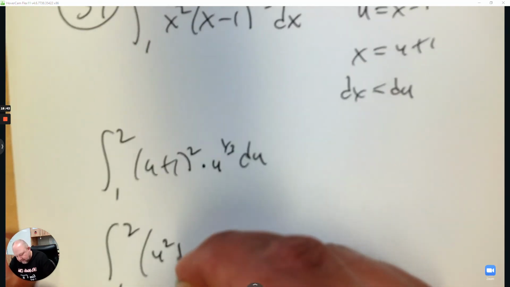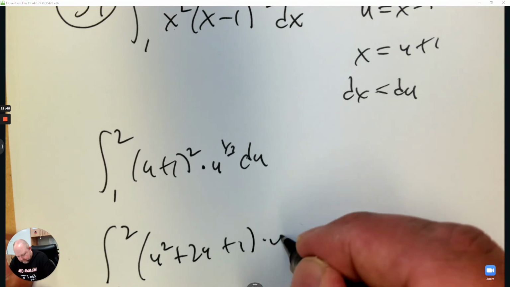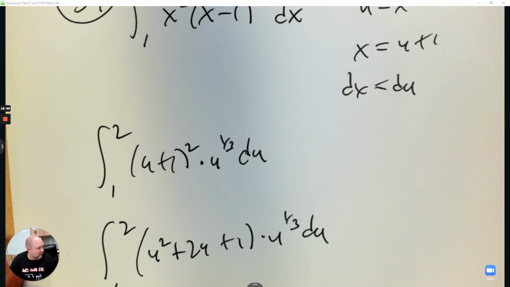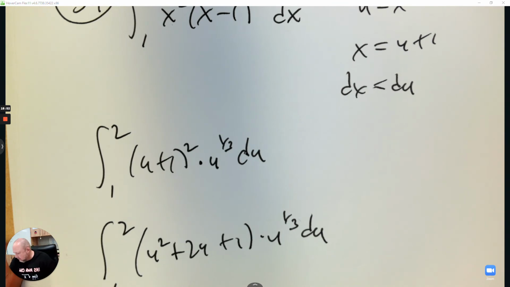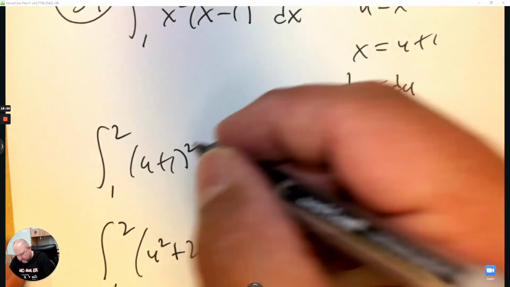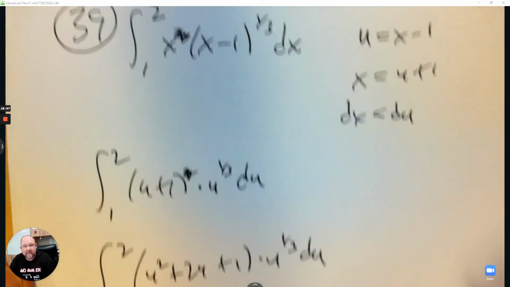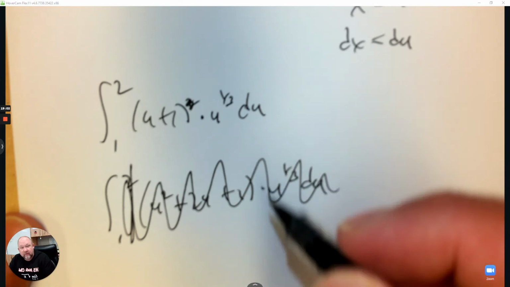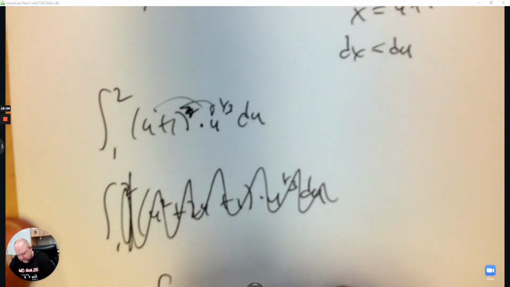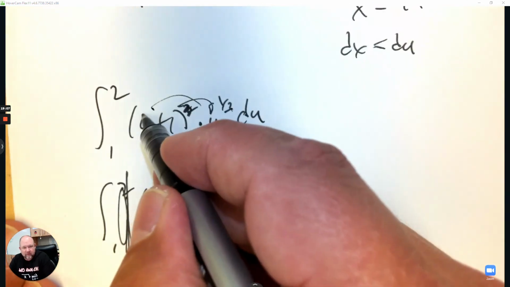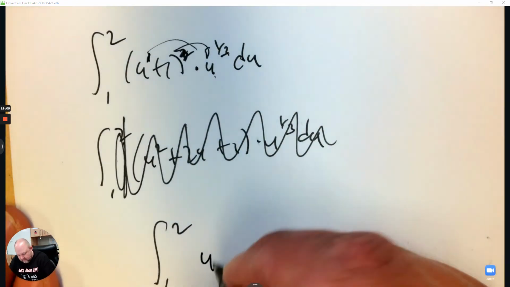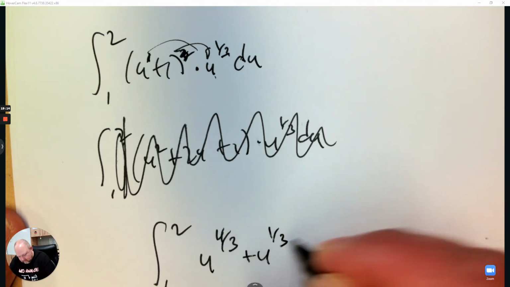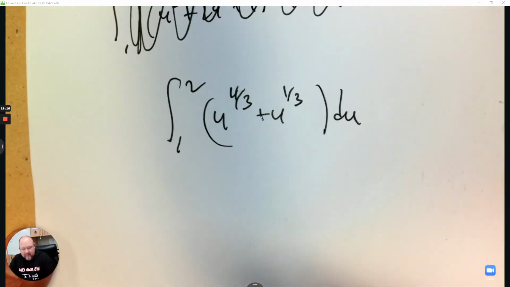I would then expand this. Is it not squared? It's not squared. Ha! It's not squared. So I don't need to expand it. So instead, I just need to distribute. So u to the 1/3 times u, you add the exponents. And then 1 times that. And now we're finally ready to integrate it.